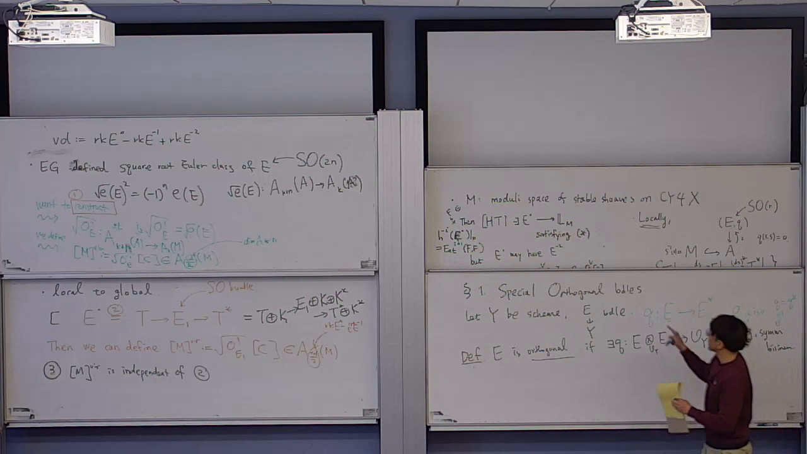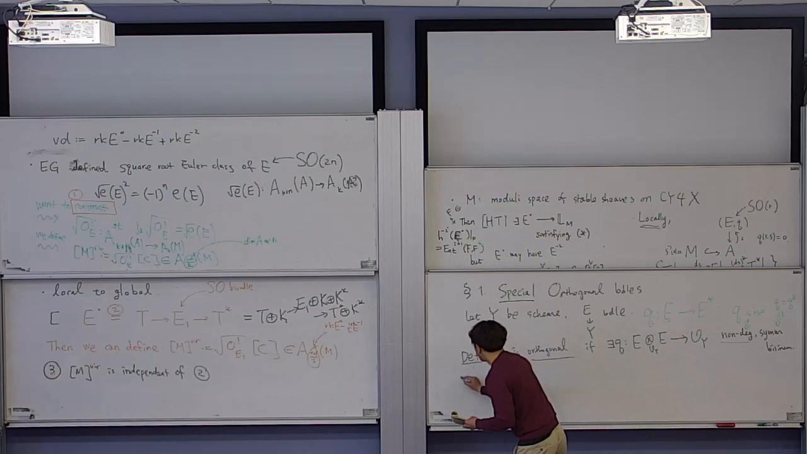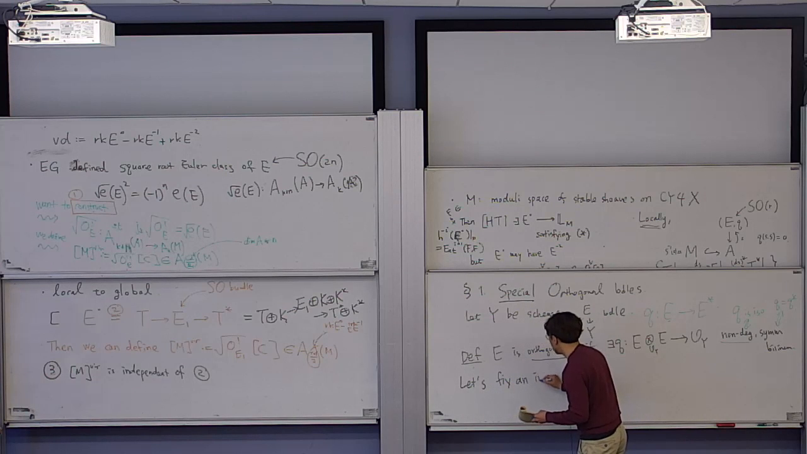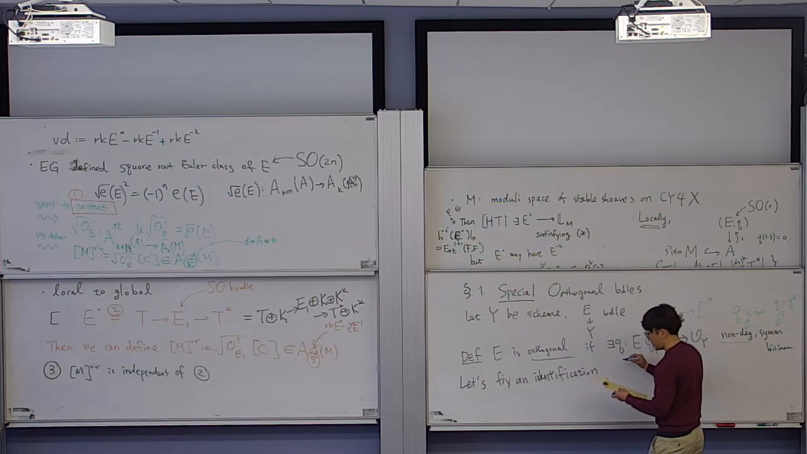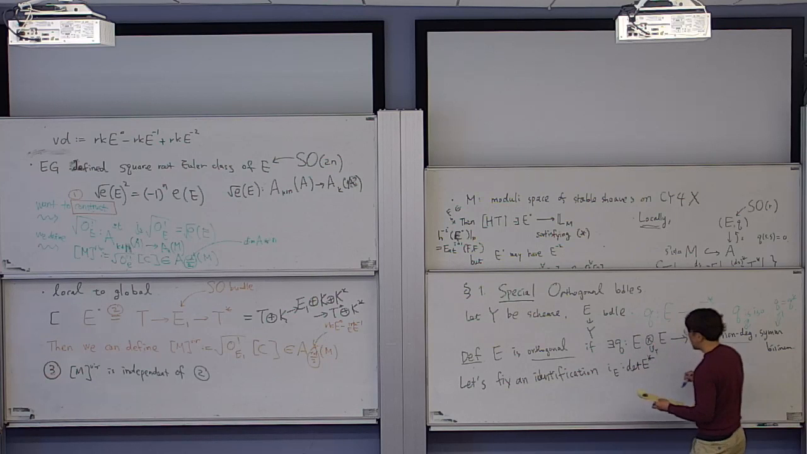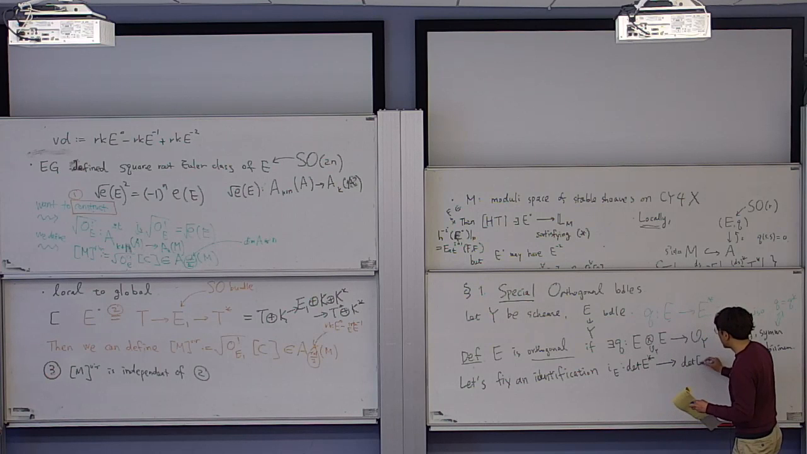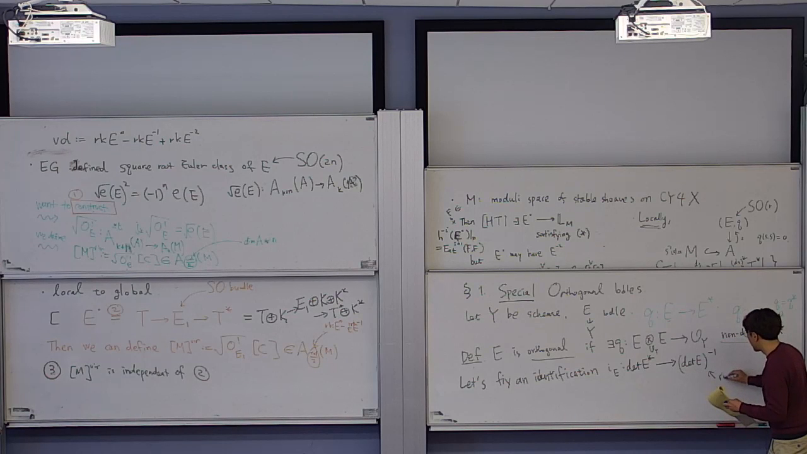Now I want to explain what this special means. Let's fix an identification of the determinant bundle of E dual with the inverse of this determinant line bundle. Yeah, let's fix this identification.